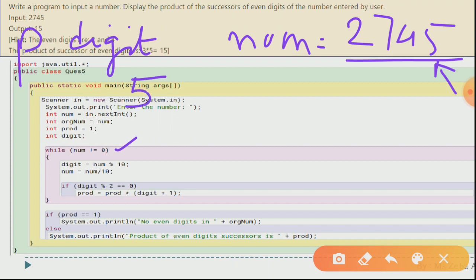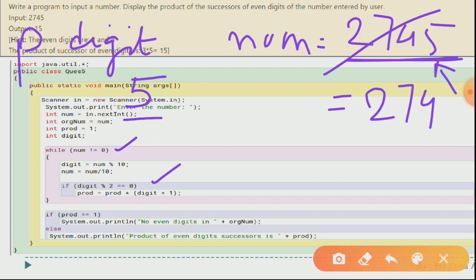It is 5. Okay, num equals to num divide by 10. If you divide this overall number by 10, then you are going to get 274 only. So now the value of num is modified, it is 274. Moving forward, it is going to check whether your digit is even or not. Digit modulus 2 equal to 0. This 5 is basically not an even number, so it will skip this step.